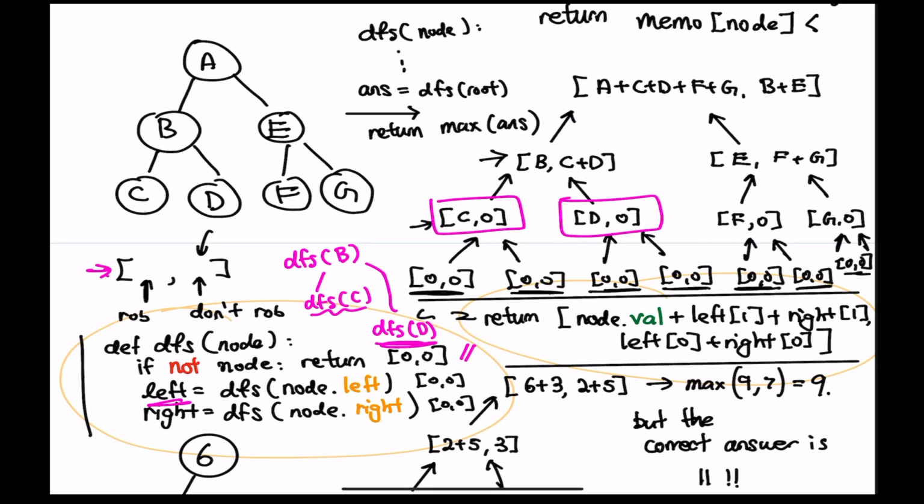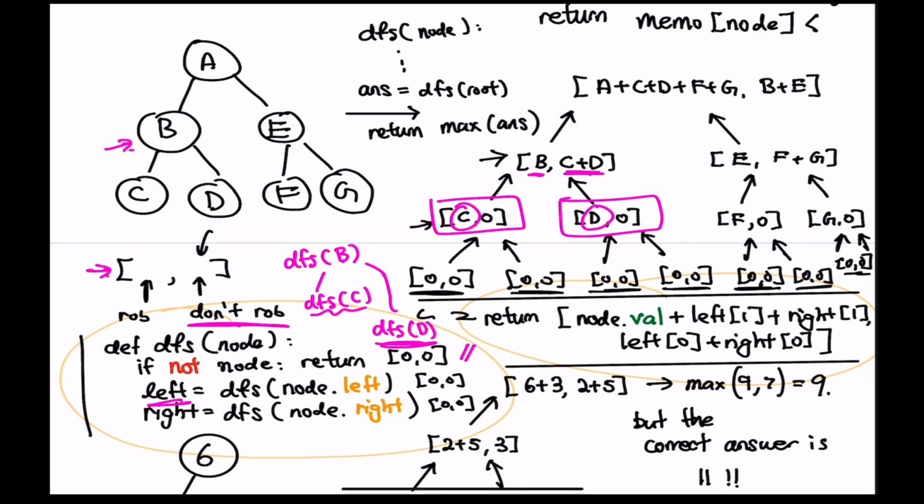If you look at this one, we have an array with two entries. The first entry means the maximum amount you get by robbing house B. The second entry is the maximum amount you get by not robbing house B. You may be tempted to say that, well, in that case, the first one will be B, and then the second one will be this guy plus this guy, right?